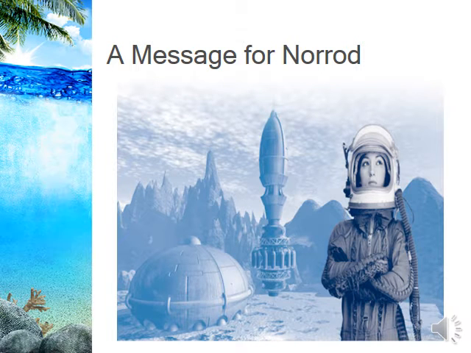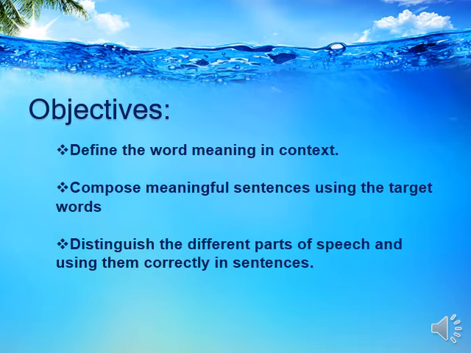And this is the title of the unit, a message for Norrod. We're going to read and discuss that in text clues for the new words. These are the objectives. By the end of the session, you should be able to use the context clues to figure out the meanings of unfamiliar words.